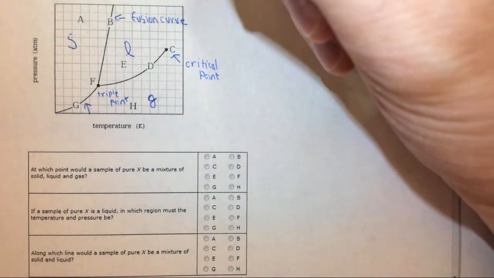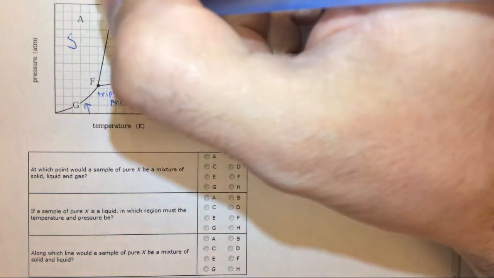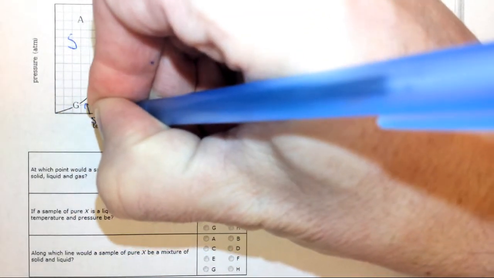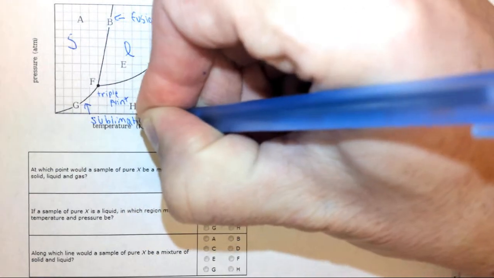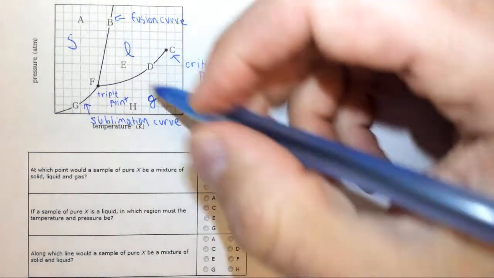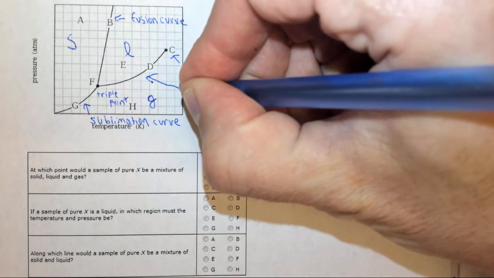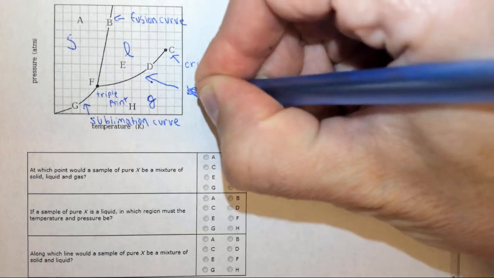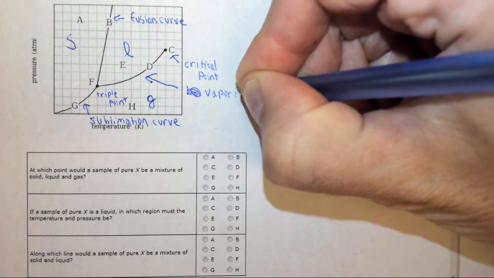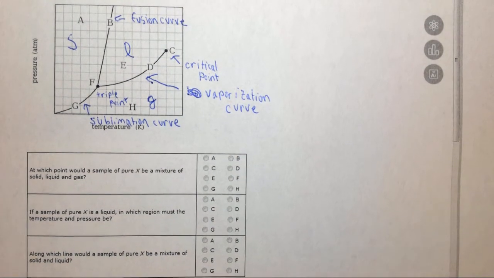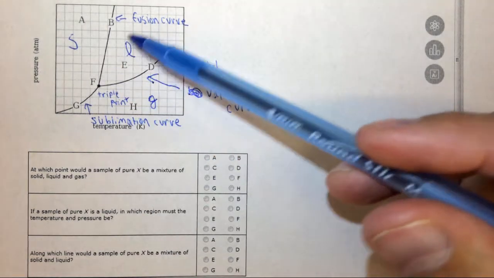G is going to be the line between the solid and the gas, which is sometimes referred to as the sublimation curve. And then finally, D is between a liquid and a gas. So this is sometimes called the vaporization curve. So now we've identified all of the points in case the question that you happen to be looking at asks for one of these.